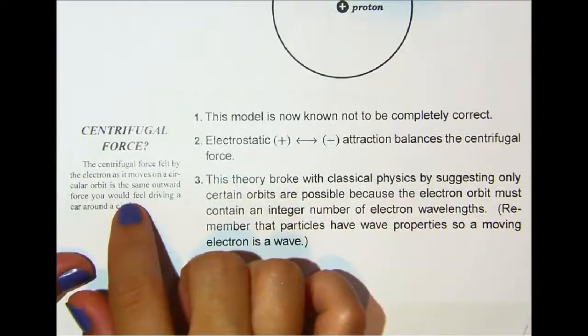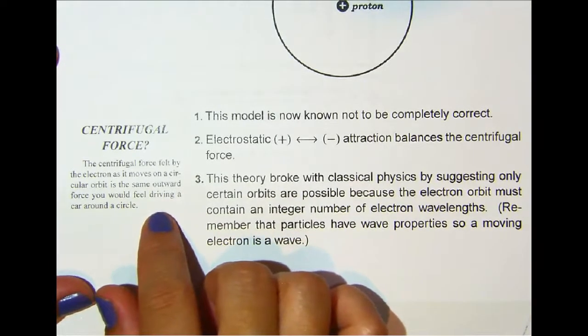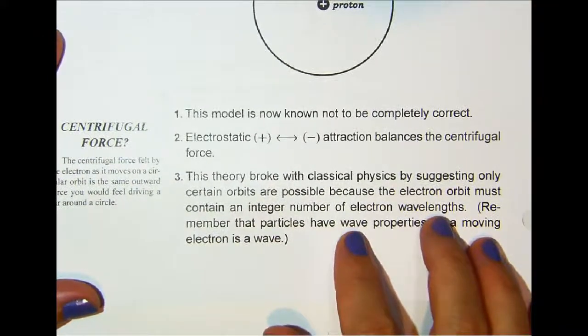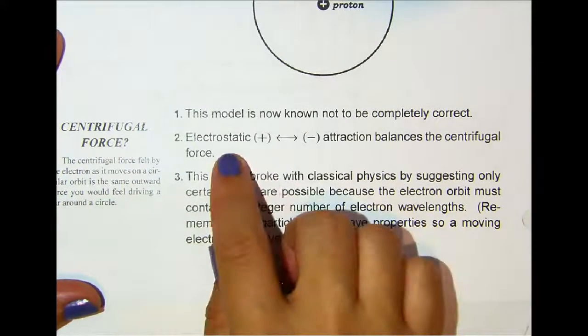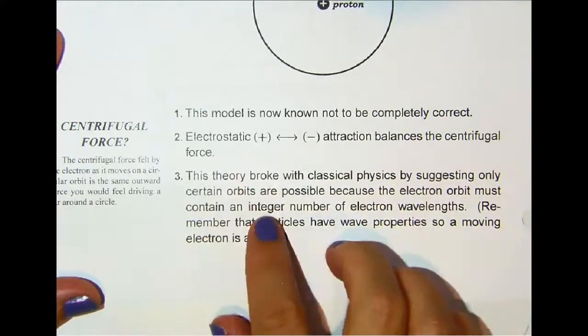The centrifugal force felt by the electron as it moves on a circular orbit is the same outward force you would feel driving in a car around in a circle. This model is now known not to be completely correct. Electrostatic positive and negative attraction balances the centrifugal force.